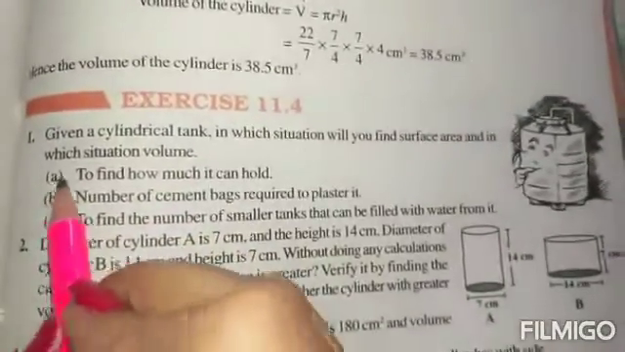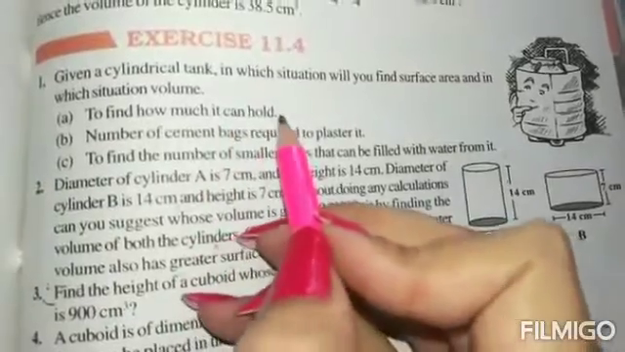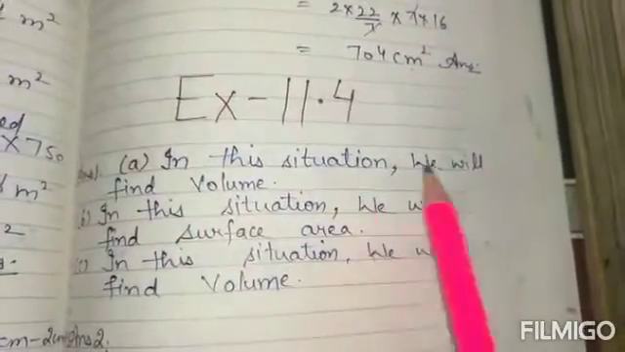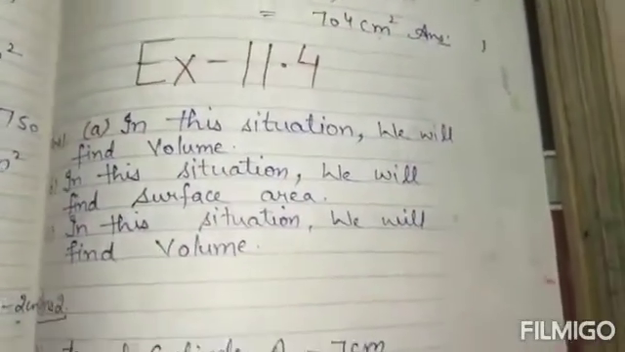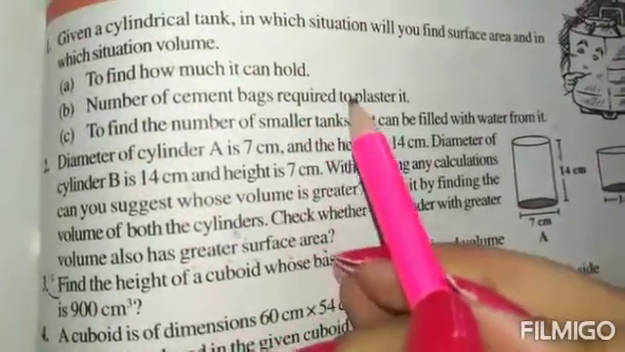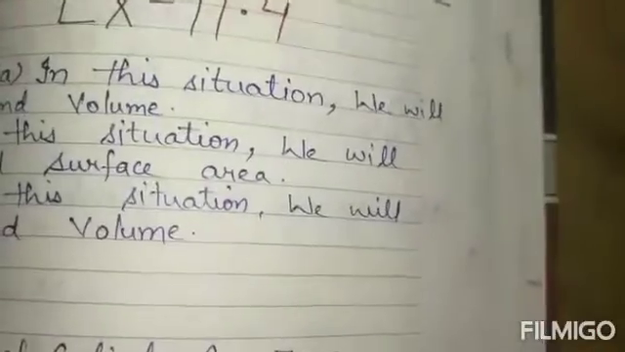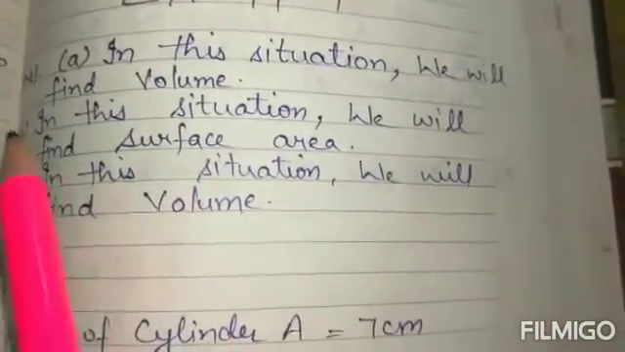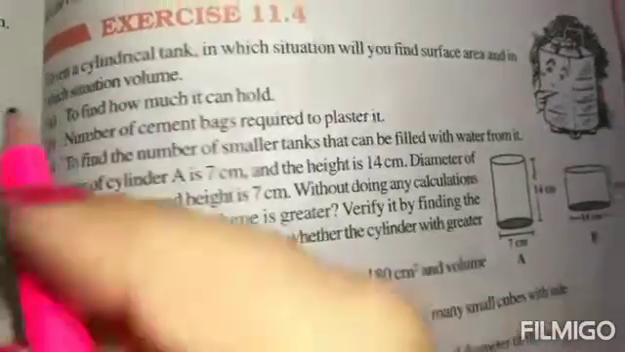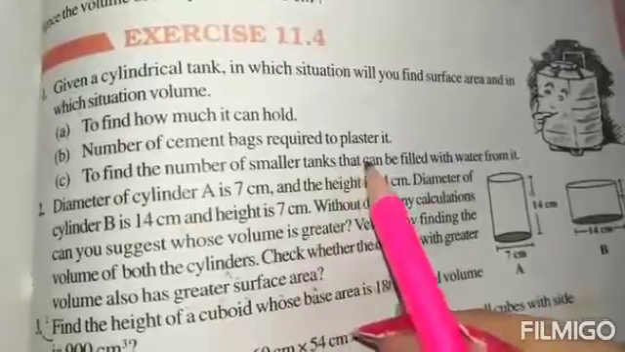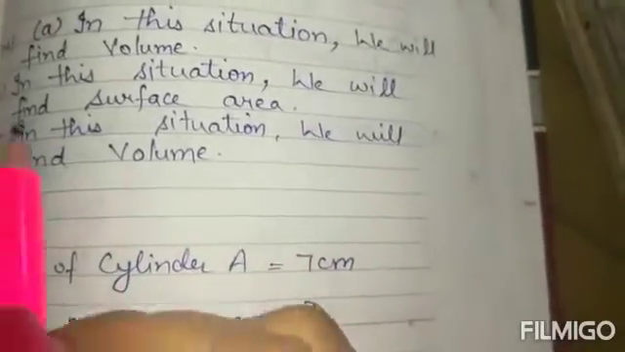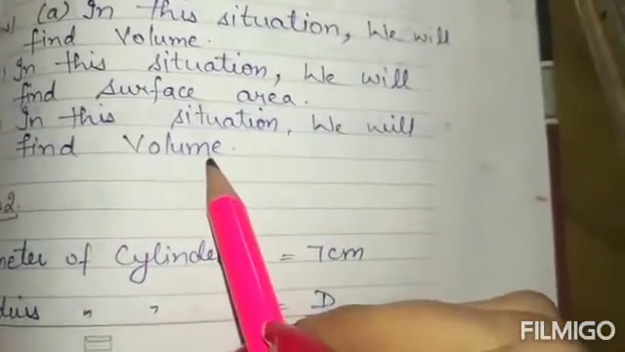So first, part A, to find how much it can hold. That means in this situation we will find volume. Second part is number of cement bags required to plaster. Cement bags are needed. That means in this situation we will use surface area. Part C is to find the number of smaller tanks that can be filled with water from it. That means here we will find volume.